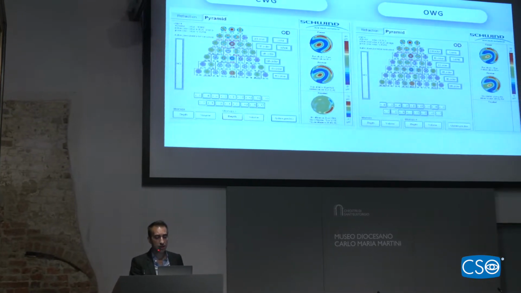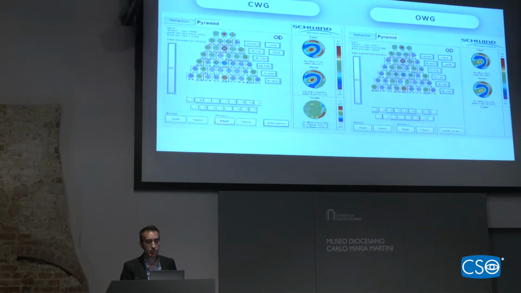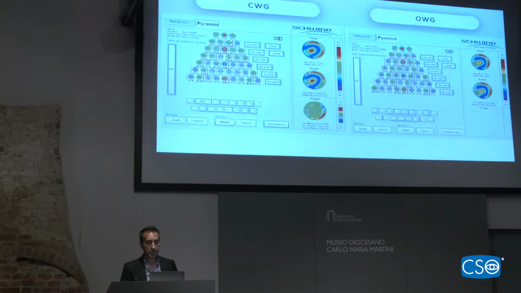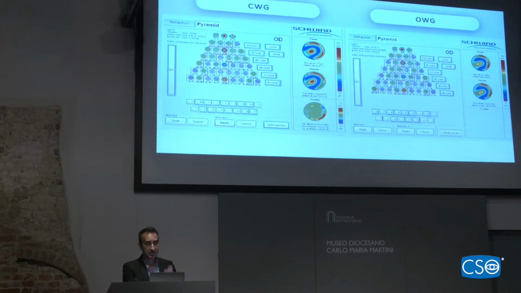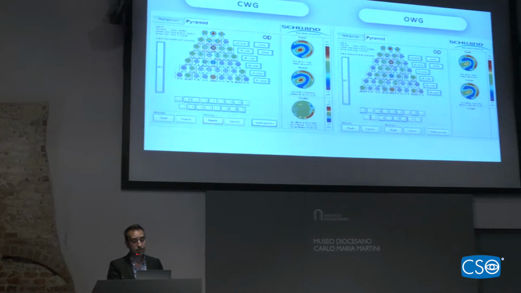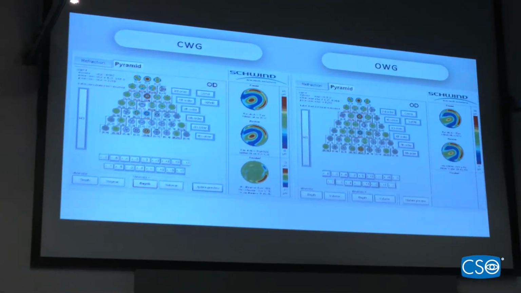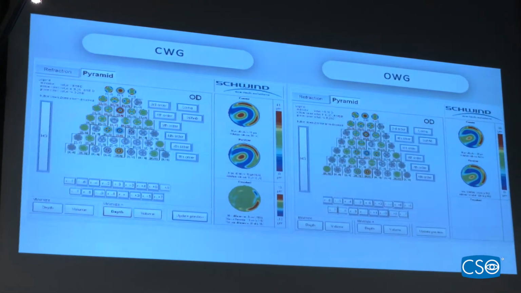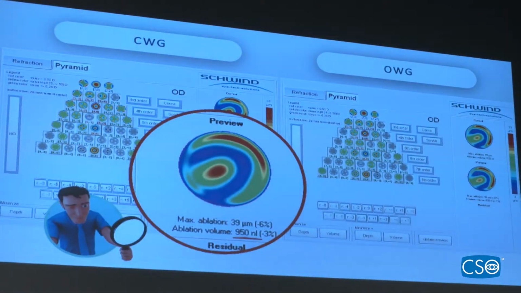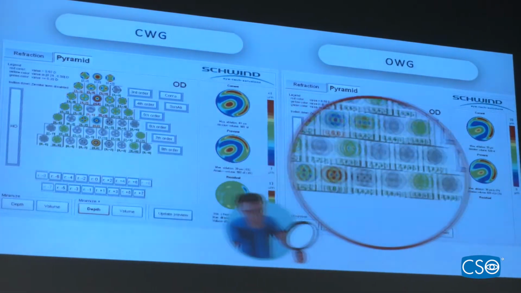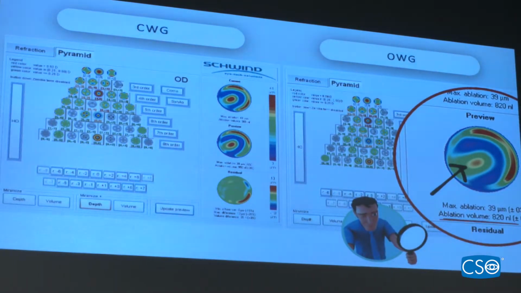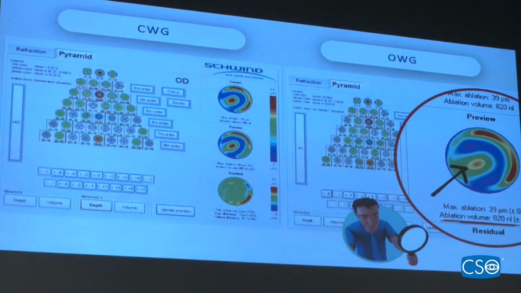So for instance, with a case like this one, I did the planning in my laser, and on the left-hand side is the corneal wavefront guided, but then using the Pyramis, or the Osiris, I did the ocular wavefront guided. And I looked at the ablation pattern in both. As you can see here, the volume of ablated tissue in the corneal wavefront guided is more than in the ocular wavefront guided, while they look almost the same. They look the same, but the volume is more.